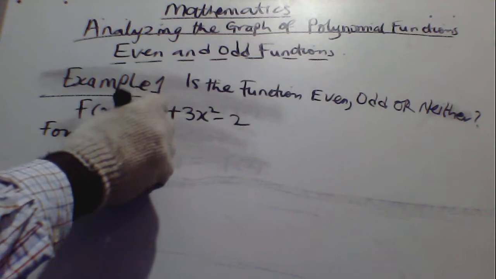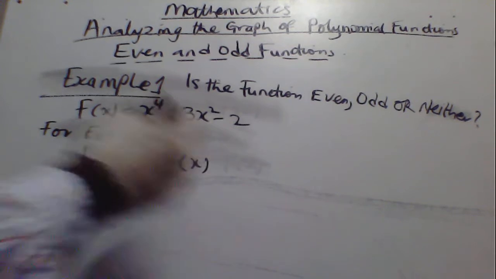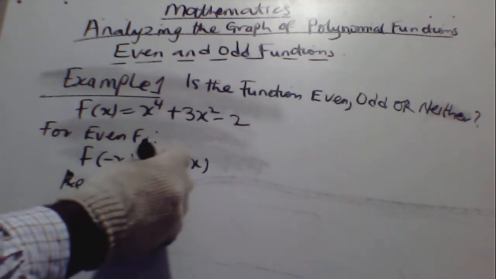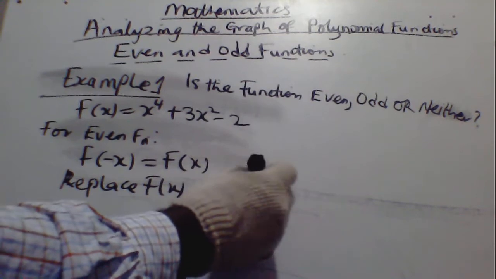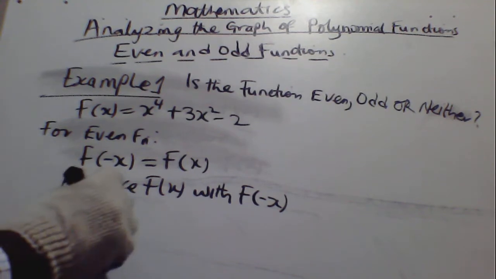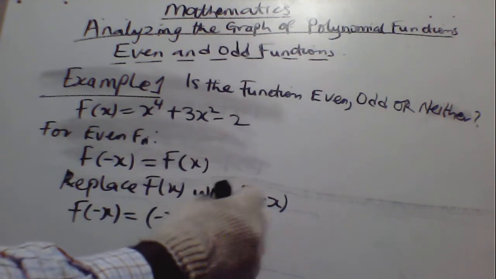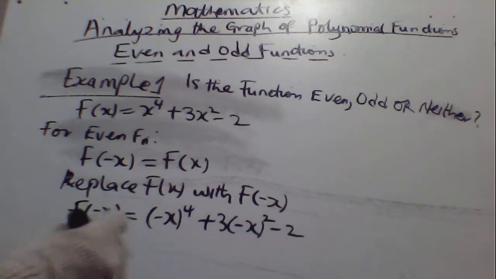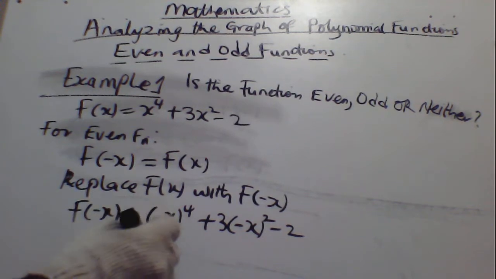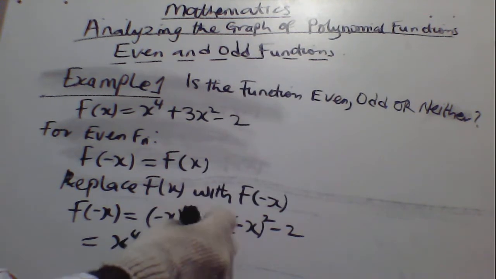To test for an even function, as we have said, f of minus x must be equal to f of x. So replace f of x with f of minus x. The first thing is to replace it and simplify. So f of minus x is equal to minus x raised to power 4 plus 3 times minus x raised to power 2 minus 2. Because the exponent is even, this will give us x raised to power 4 plus 3x raised to power 2 minus 2.